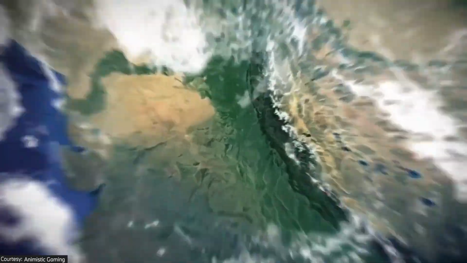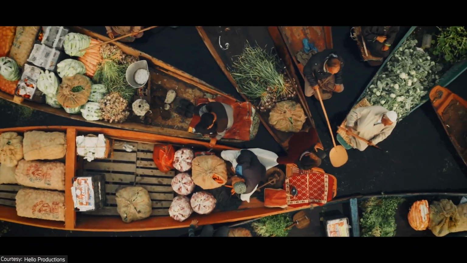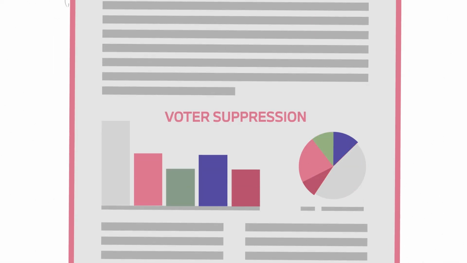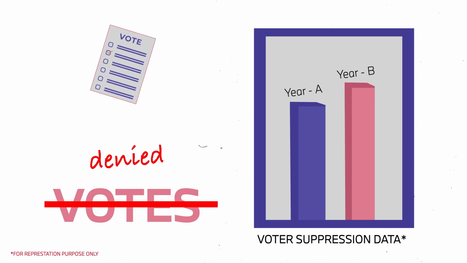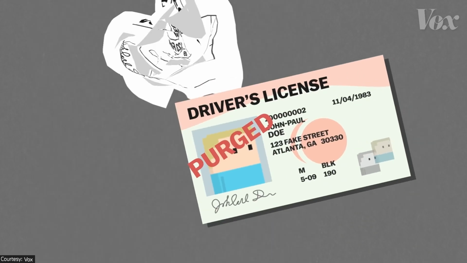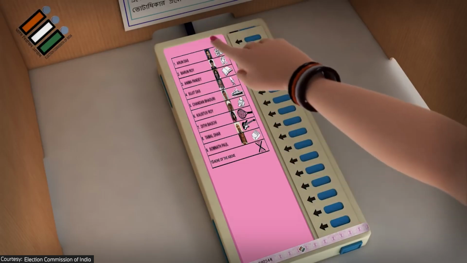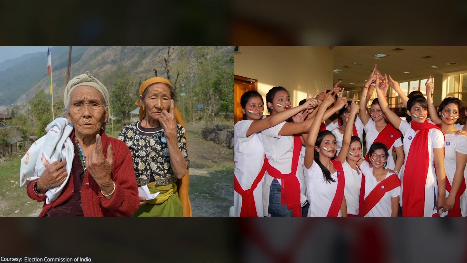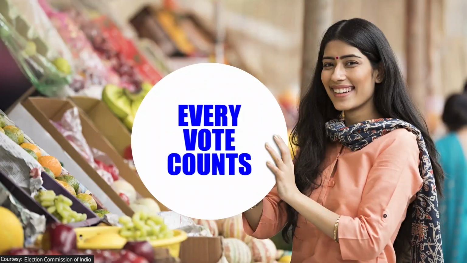Turning our attention to India, the world's largest democracy, we find similar challenges. Despite significant progress in expanding electoral participation, voter suppression remains a concern. Instances of discrepancies in voter lists, targeted voter purging, and disenfranchisement have raised questions about the integrity of India's electoral system. It is crucial to address these issues to ensure the full exercise of democratic rights for all the citizens.